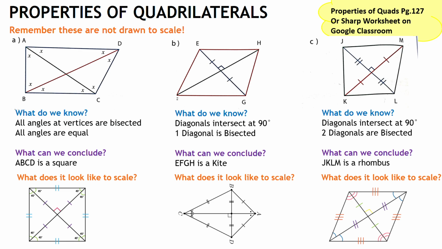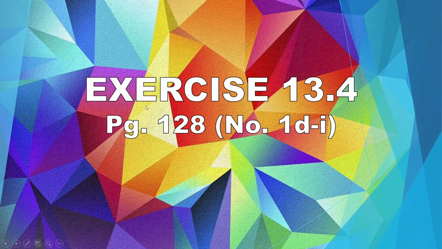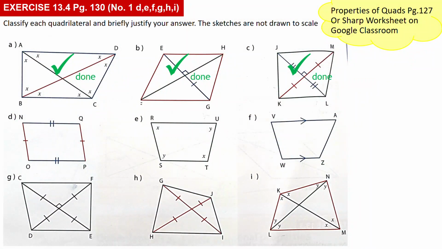So this is what the exercise is. It's exercise 13.4 on page 128. We've already done A, B, and C, so you need to do D to I. This is what it looks like here. These 3 are done. For example, in D, they tell you that the opposite sides are equal. That's the only thing that they tell you. So based on that, what could it be? Okay, guys, good luck.